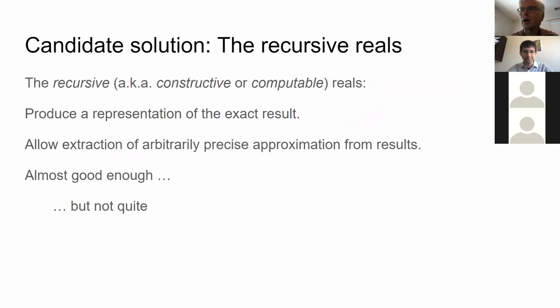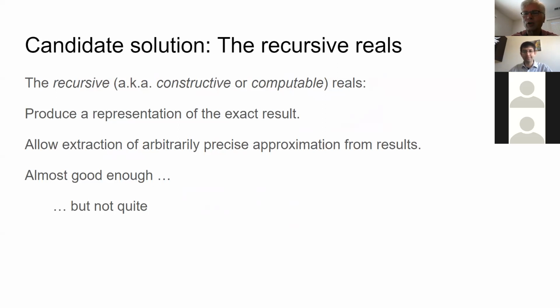In order to accomplish that, the candidate solution is to use what's known as the recursive reals, or sometimes the constructive or computable reals. Basically, you produce a representation of the exact result, and that representation then allows extraction of arbitrarily precise approximations from that result. This turns out to be almost good enough, but not quite for our application.